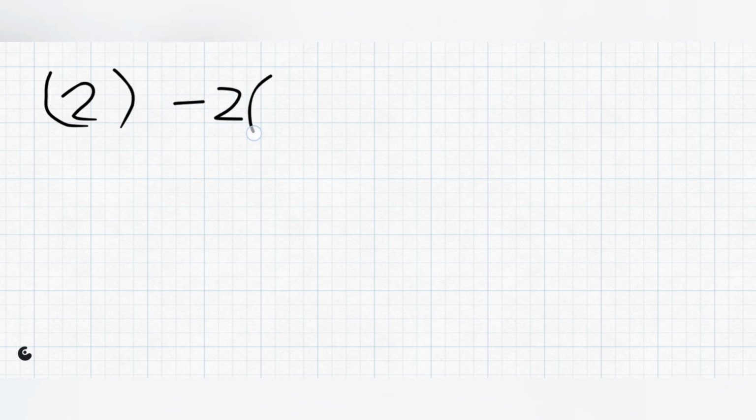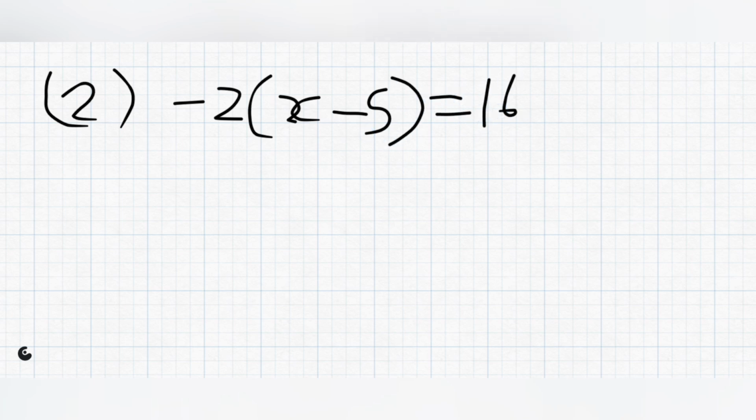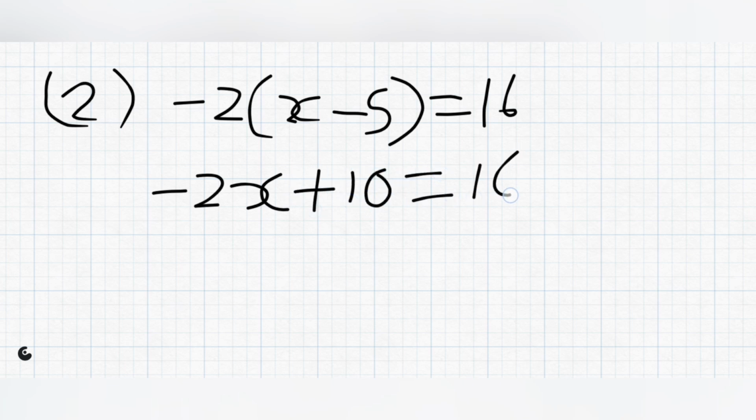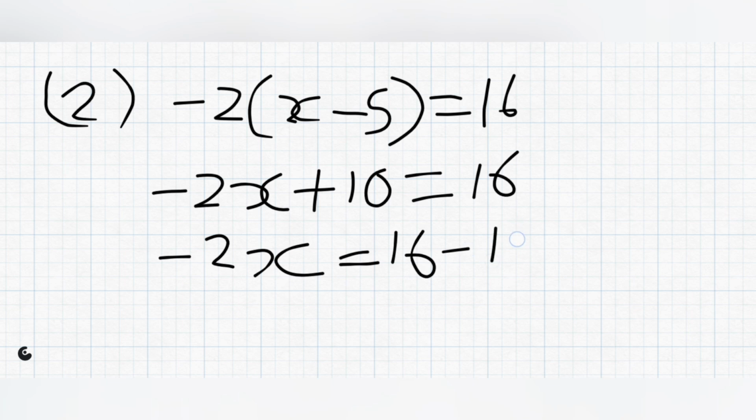Minus 2 open bracket x minus 5 is equal to 16. The same thing: we distribute minus 2 to all the terms in the bracket. Now I have minus 2x, minus 2 times minus 5 will give us plus 10, equal to 16. We move 10 to the right-hand side, it becomes minus 10.